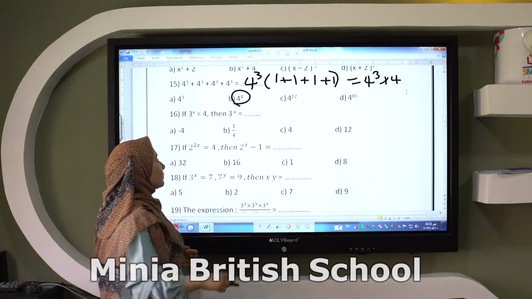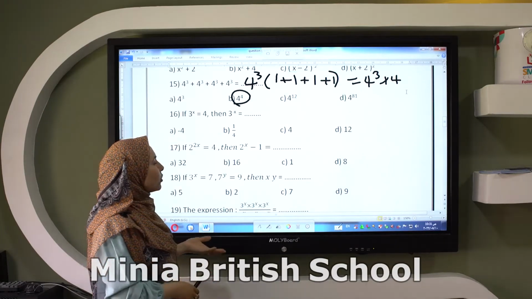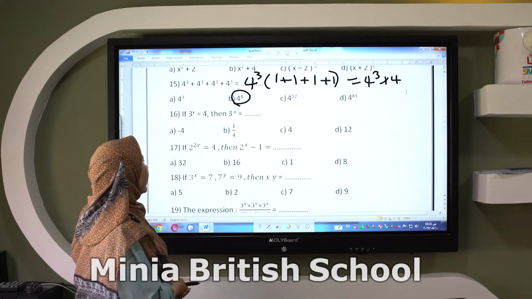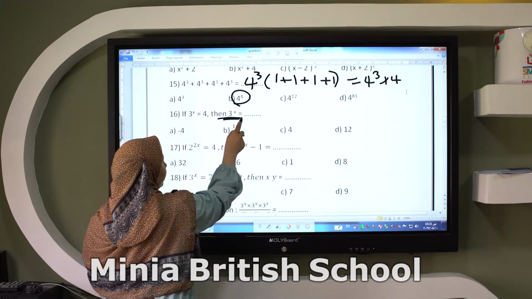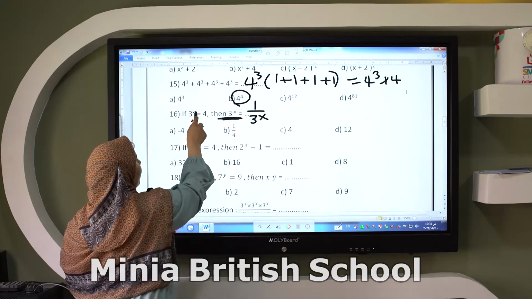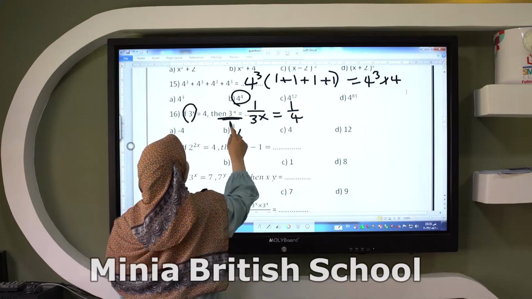Good. Number 16: if 3 power x equals 4, then 3 power negative x equals what? Okay, here 3 power negative x equals 1 over 3 power x, and the value of 3 power x equals 4, so the value here is 1 over 4.